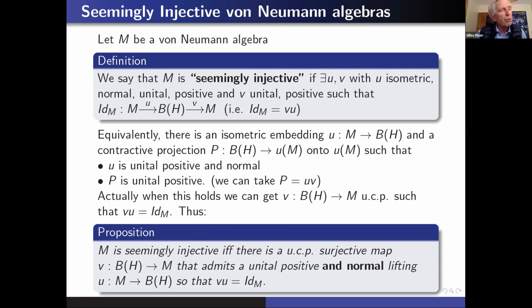if I can represent it as a quotient of B of H by a quotient map which realizes a metric surjection, but which is completely positive, unital completely positive, and liftable by a normal unital positive lifting. Okay.